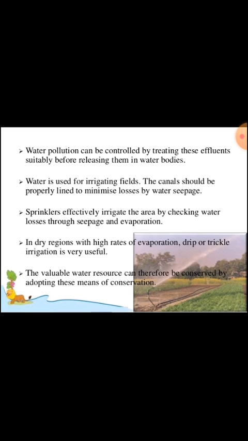Water is used for irrigating the fields. The canals should be properly lined to minimize loss of water by seepage. Sprinklers effectively irrigate the area by checking water loss through seepage and water vapor. In dry regions with high rates of evaporation, drip or trickle irrigation is very useful. The valuable resource can therefore be conserved by adopting these means of conservation.